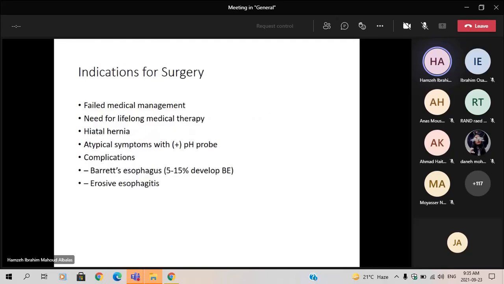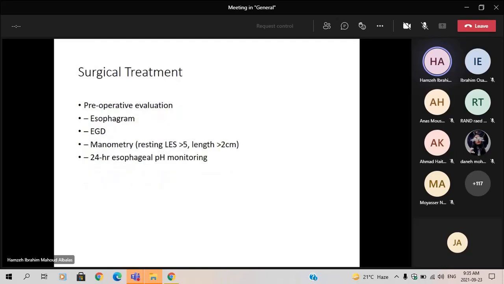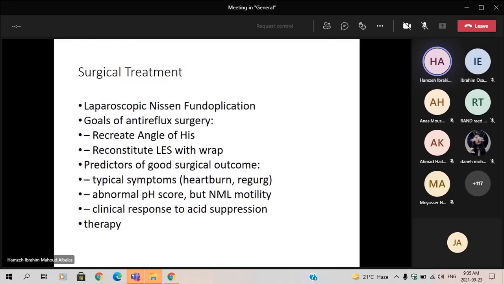Indications for surgery: failed medical treatment, need for lifelong medical treatment, hiatal hernia, atypical symptoms, and complications like Barrett's or erosion. Preoperative evaluation: we have to do esophagogram, upper endoscopy, manometry, and 24-hour esophageal pH monitoring. Surgical treatment is laparoscopic Nissen fundoplication.